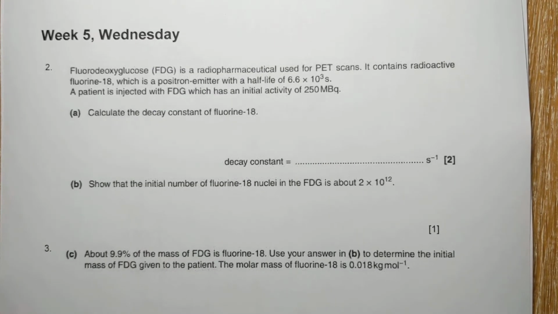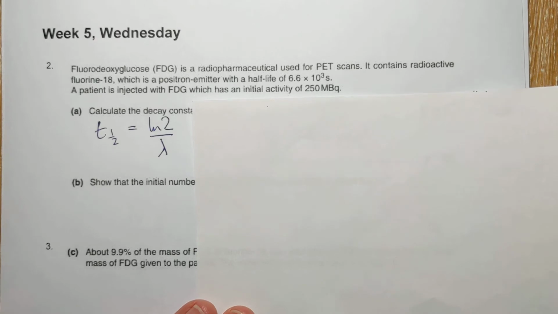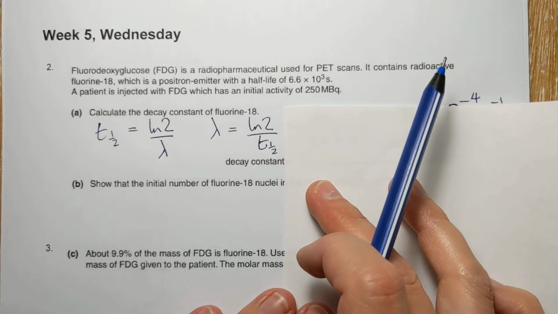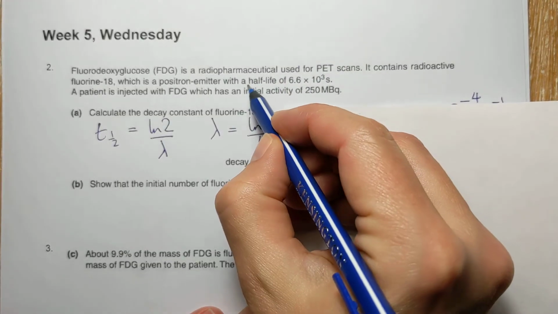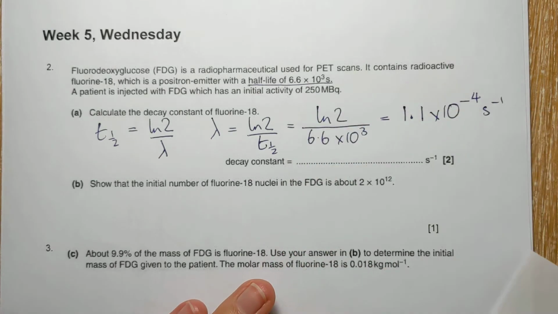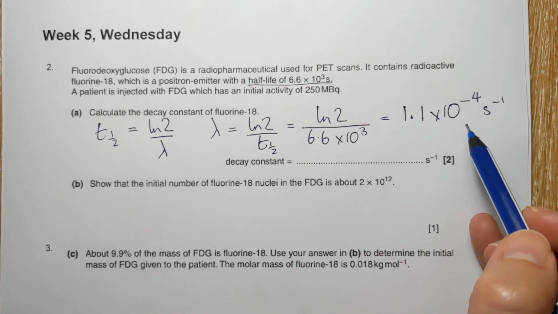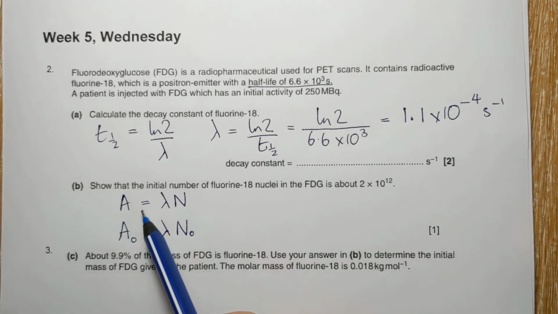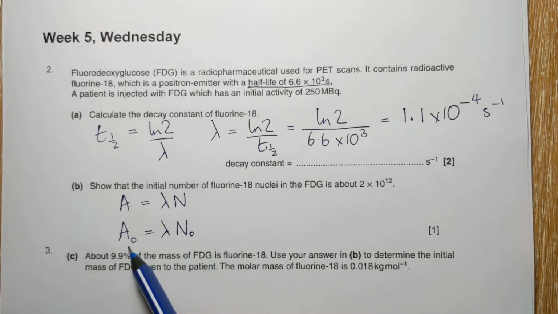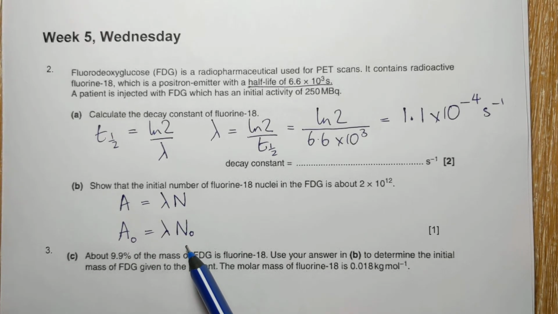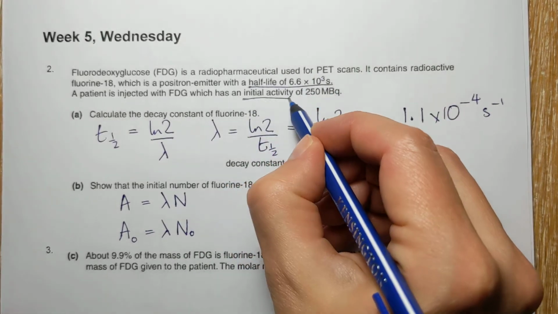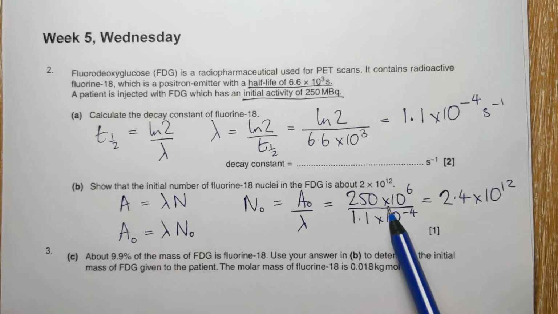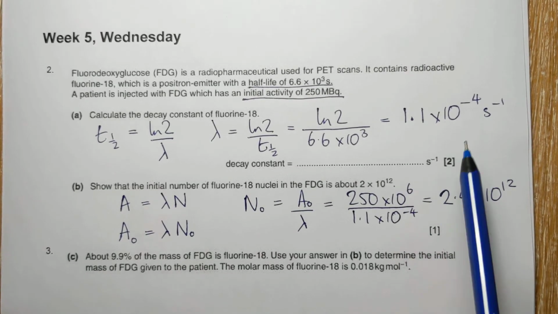But now here's a question. Okay, so if the half-life is ln2 over lambda, then lambda needs to be ln2 over the half-life, and there's the half-life there. So that's going to give us a value for the decay constant of 1.1 times 10 to the minus 4. And if the activity is equal to lambda N, then the initial activity is equal to lambda times the initial number of nuclei. And the initial activity is up there. So we get this. Don't forget that it's mega. Don't forget about the mega, and use your unrounded value.